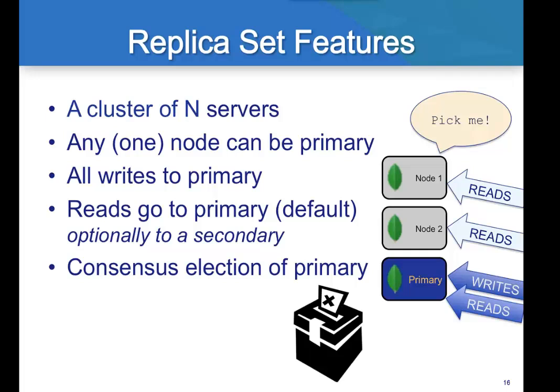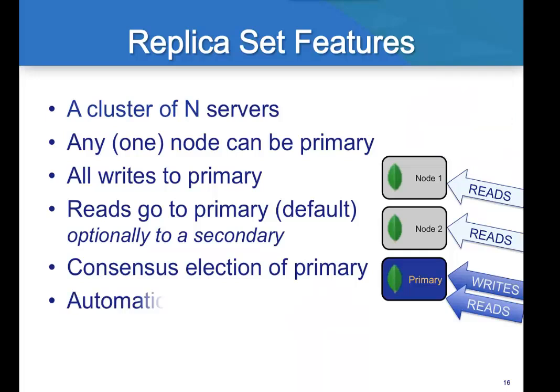That primary is picked automatically by the replica set by a consensus election. We'll be talking a lot about that. And there is automatic failover. So if that primary node fails, another node can take over. And there's automatic recovery, so that if a node goes down and then comes back up again, it automatically synchronizes with the rest of the set. We'll be talking about that for the rest of the webinar.